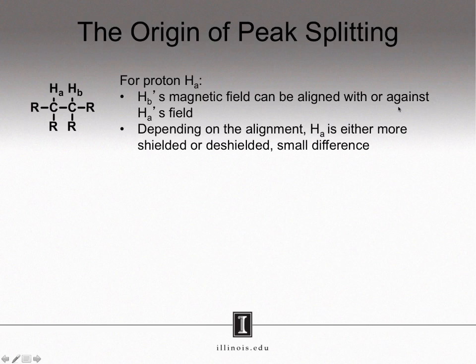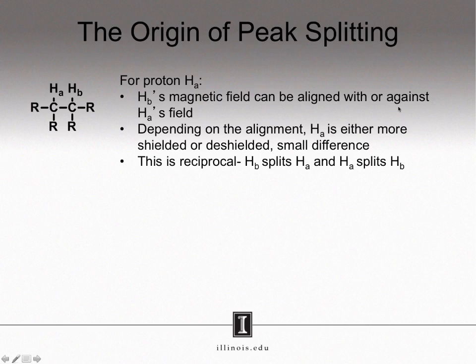Think back to what we talked about when discussing the shielding effects of electrons. The magnetic field of the spinning electrons canceled out some of the magnetic field we apply because the magnetic field of the electrons was opposite the applied magnetic field. It's the same thing here. If HB points in the same direction, it creates more shielding. If HB points in the opposite direction, it creates de-shielding.